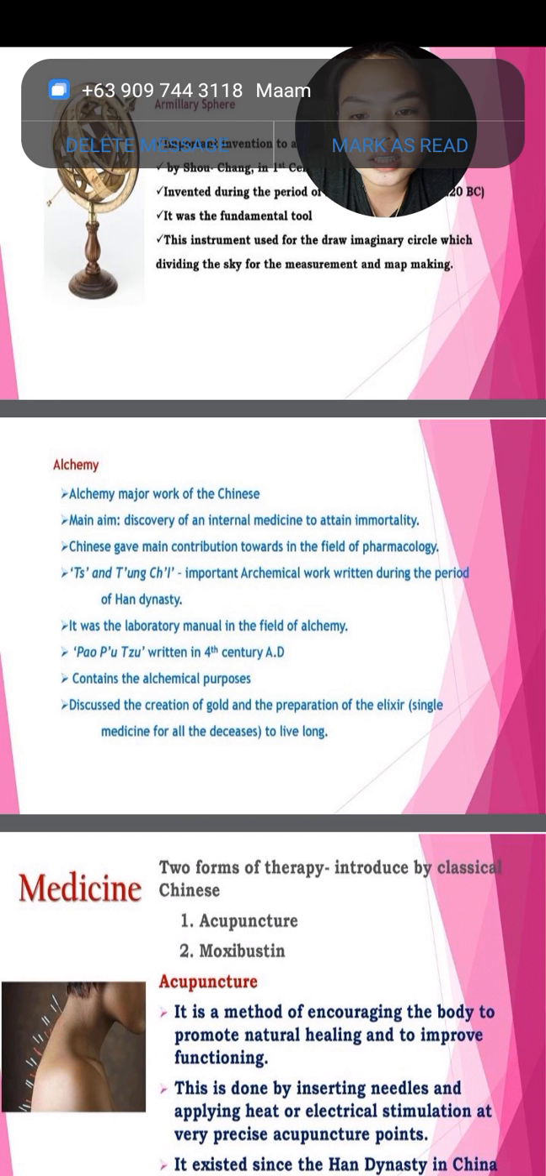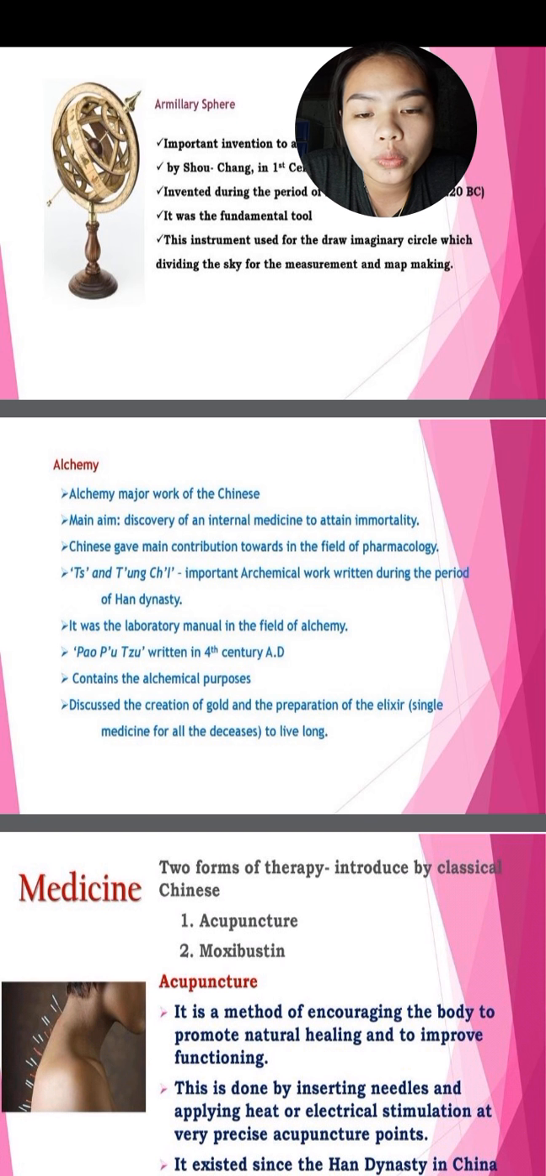The Tai Yi and Tiong Chi are important alchemical works written during the period of the Han Dynasty. So it was a laboratory manual in the field of alchemy. Bao Pu Zi, written in the 4th century AD, contains alchemical purposes and discusses the creation of gold and the preparation of the elixir, a single medicine for all diseases, to live long.